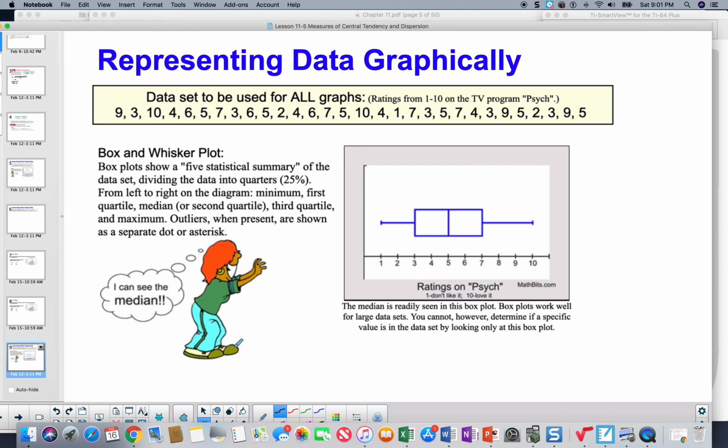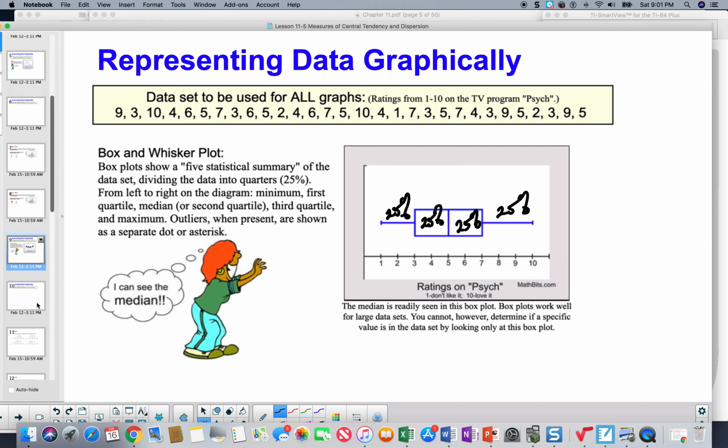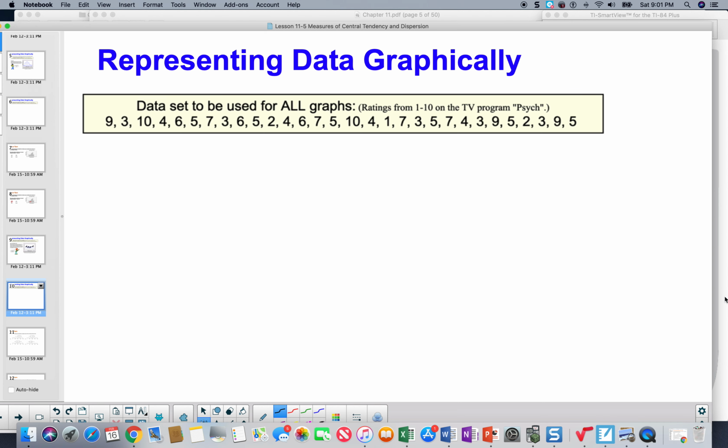And just like this little cartoon says, I can see the median. What's happening is this middle right here is the median, and this represents quartiles. So this represents 25% of the data. This represents 25% of the data, and so on. These are quartiles. All right, I'm going to use the next screen to show you how we do it on the calculator.